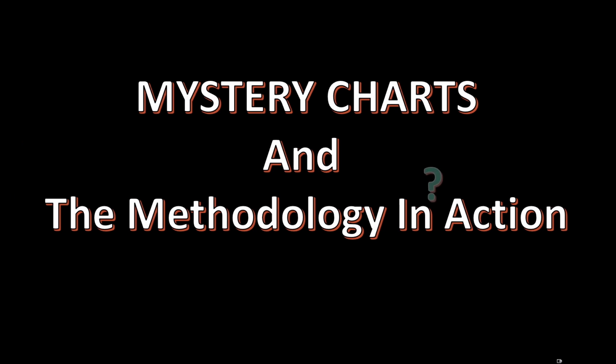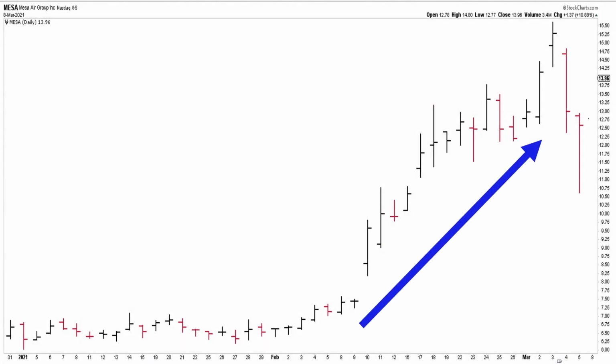Now, let's pop into the mystery charts and talk about the methodology in action. If you go back a couple of weeks, we talked about the TKO and Mesa Airlines. Nice obvious trend and a nice sharp sell-off. The knockout knocks out the nervous Nellies. In fact, it knocks out some trend followers too. I was in one yesterday, which is today's mystery chart, and it's knocked me out of my long position.